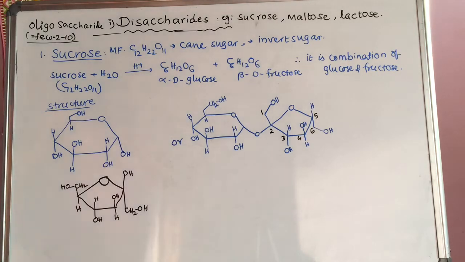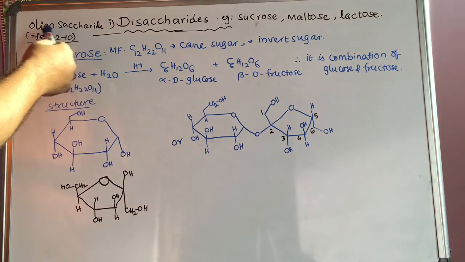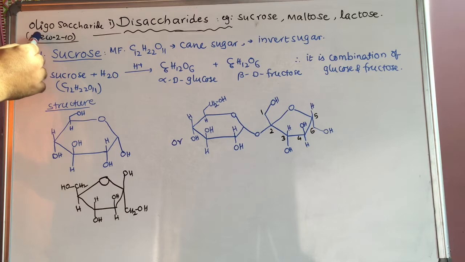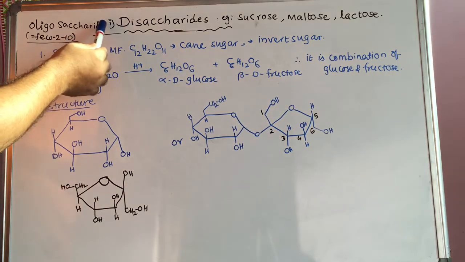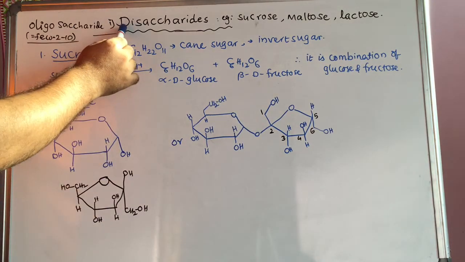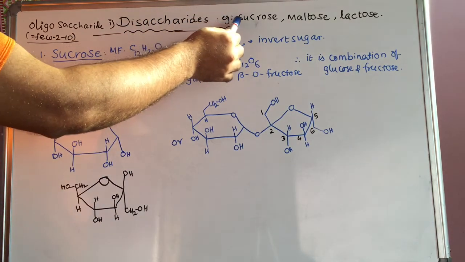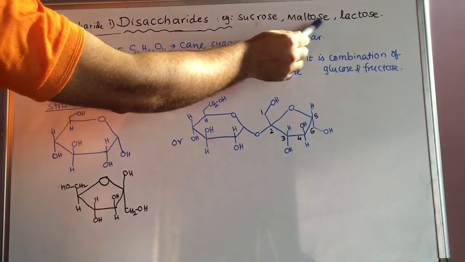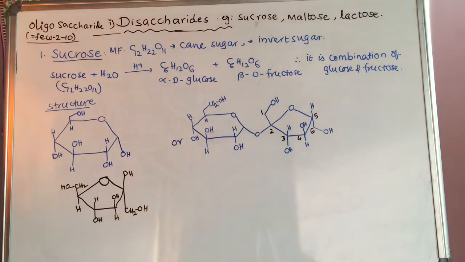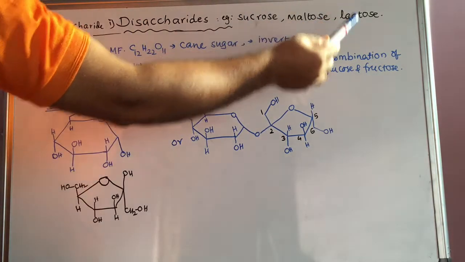Today I am discussing oligosaccharides. Oligo means few. What does few mean? That is 2 to 10 smaller units. One of the types is disaccharides. In disaccharides, the most important examples are sucrose, maltose, and lactose. So today I will discuss sucrose, maltose, and lactose.